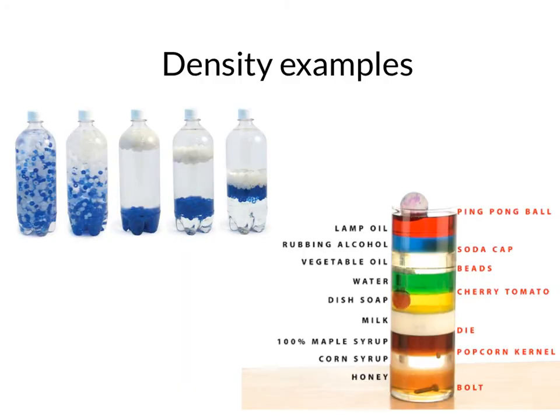Here are examples. I put some beads in a bottle full of water. I shake it, and then over time they will separate out into their colors. One has a higher density than the other. This is how density columns are made. So there's lamp oil, then rubbing alcohol, then vegetable oil, then water that's green, then dish soap, milk. All of this stuff you can put into a cup, shake it up, and over time it will separate based on density. That's just something cool that density does.